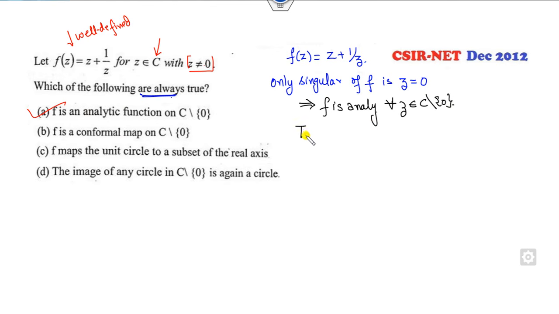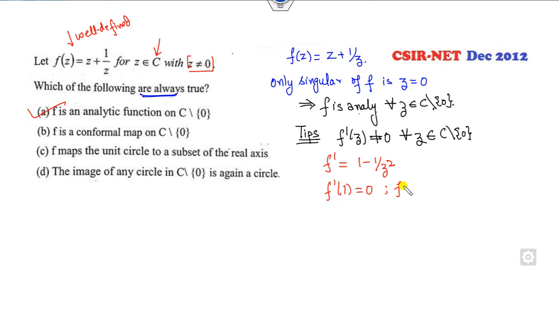Second is conformal mapping. What is the meaning of conformal mapping? As I told you, if you find f dash is non-zero for all those z in my domain, so the domain is C minus 0 because the function is analytic on this domain. So can you find f dash, which is 1 over... clearly f dash of 1 is 0, f dash of minus 1 is also 0. It belongs to this domain. So what is the meaning of that? It is not a conformal mapping.